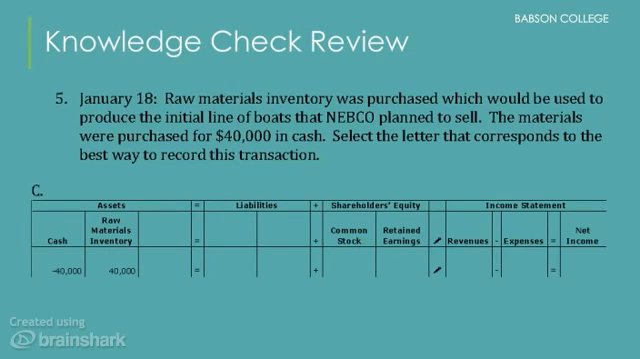Number five, you're buying raw materials inventory. So this is very similar to buying equipment or any other kind of asset. You're paying cash, so cash goes down $40,000, and another asset, raw materials inventory, goes up $40,000. So you're really just exchanging one asset for another.